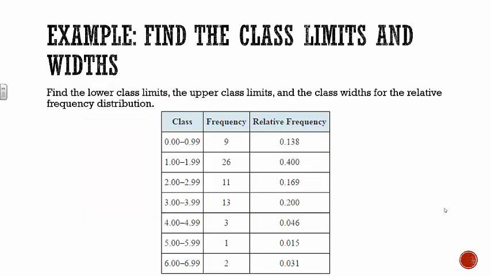All right, so for here, same example, our lower class limits would be 0, 1, 2, 3. Those are the lower numbers in each class. And our upper class limits are 0.99, 1.99, 2.99, and so on and so forth. The width is the difference between consecutive lower class limits. So the width would be from 0 to 1, that distance, that difference is 1. So the width of our class is 1.